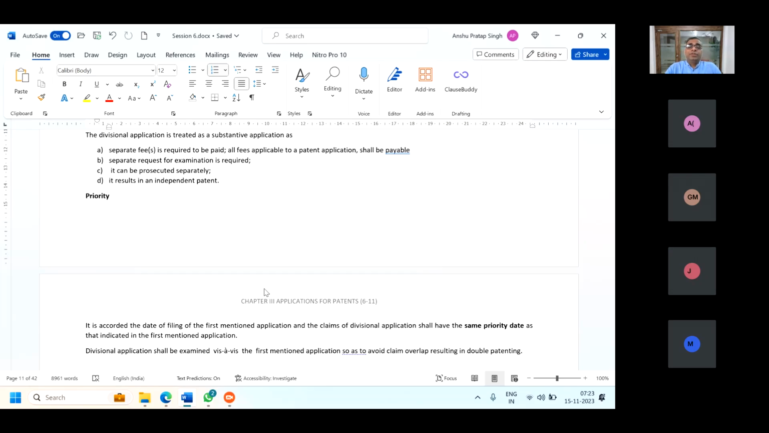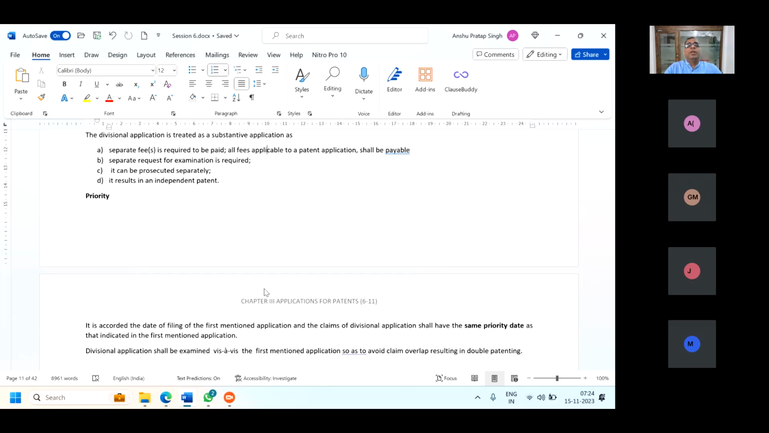Again, this is a repetition: the divisional application is examined vis-a-vis the first mentioned application, and this is done to avoid any overlapping which can result in double patenting. So always remember, when you are answering a question on divisional application, use the terminology first mentioned application and divisional application, not earlier application or base application. Don't use those terminologies because they are restricted to other kinds of applications. So first mentioned application and divisional application, this is the terminology you will use.